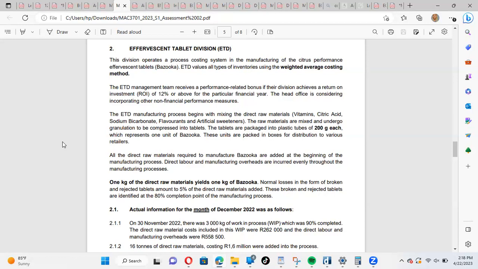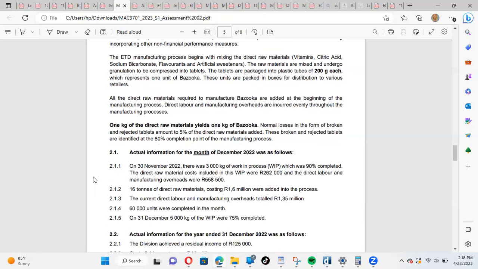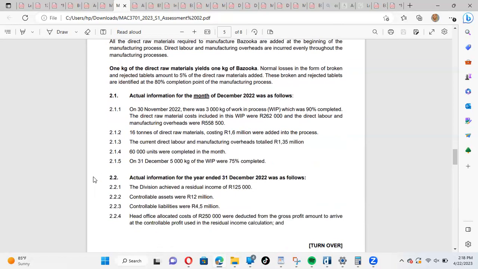Right, let's go for it. Now that we know we are using the weighted average costing method, we basically know what format we are going to use, with the slight difference that we need to adjust to. All right, so the actual information now.